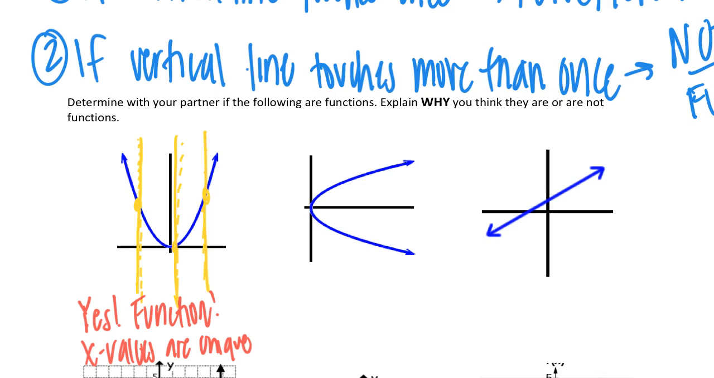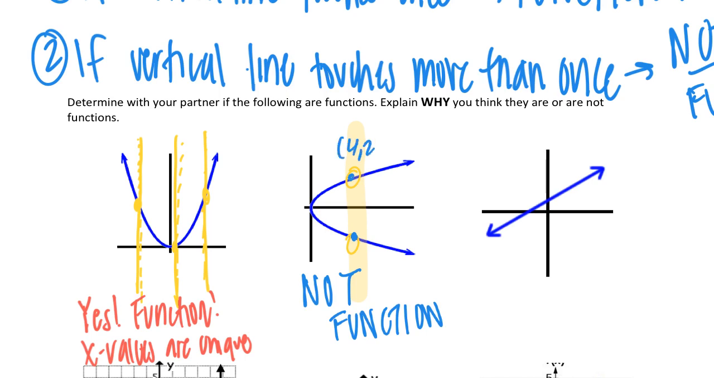Looking at the one to the right, if you draw a vertical line right down the middle, you'll notice that it touches more than once. Touches here, touches here. That is not a function. Reason being, this x value, no matter what it is, repeats. So let's just say it's like 4, 2. This would be 4, negative 2. That x value would repeat itself, which makes it not a function.